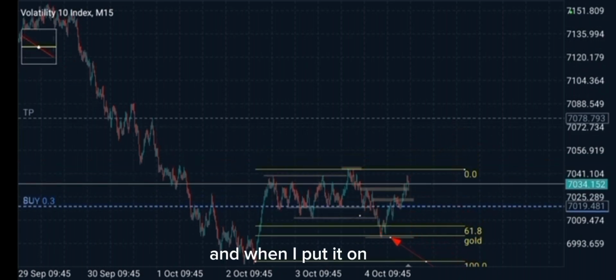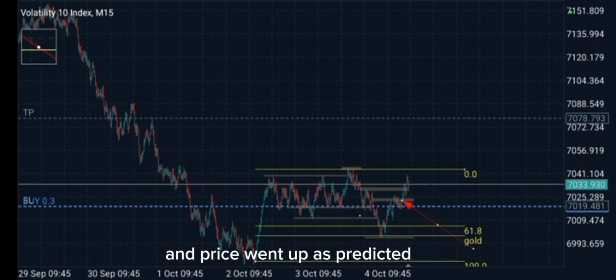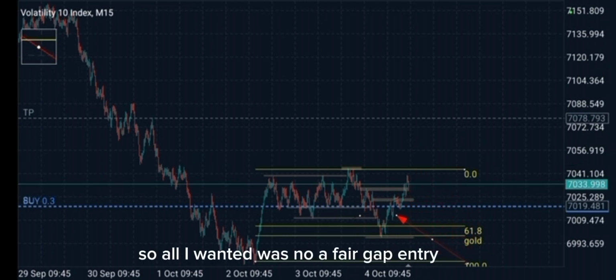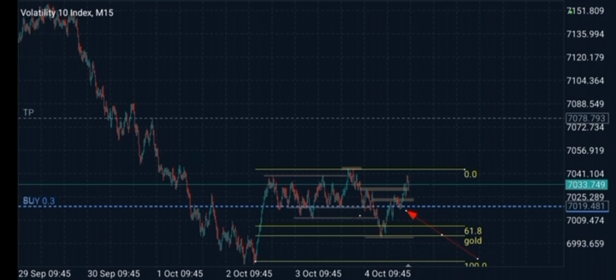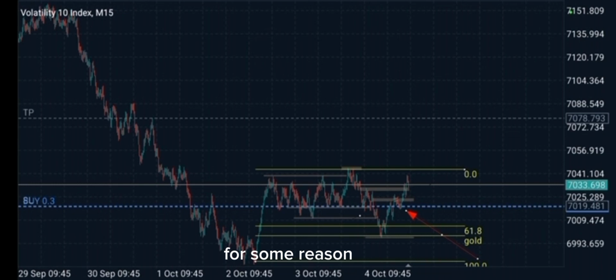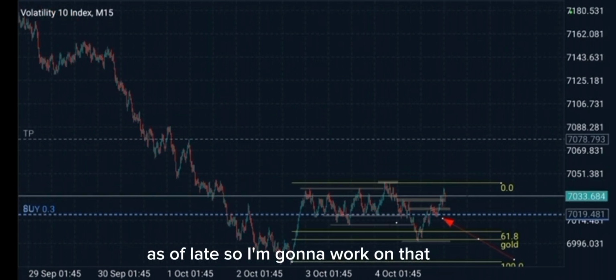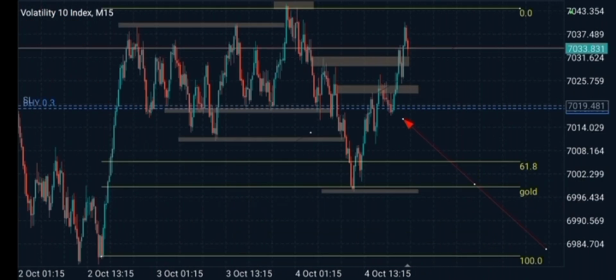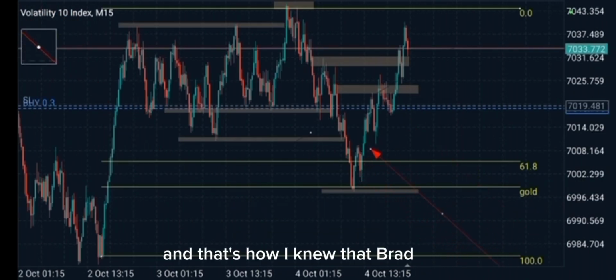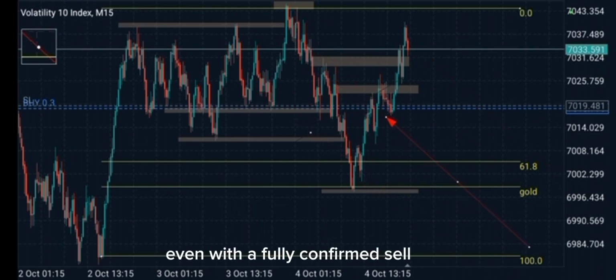And when I put it on, I realized that, whoa, it was a strong buy. As you can see, this is my goal zone, and price went up as predicted. So all I wanted was now a fair value gap entry. Sorry guys, I was a little bit late on this one. For some reason, the timing on the market has been different for me as of late, so I'm going to work on that. And that's how I knew that price was going in the opposite direction, even with a fully confirmed sell.